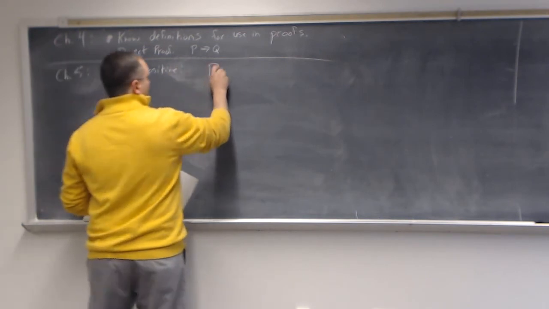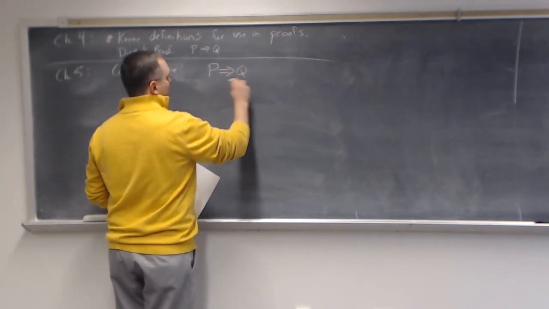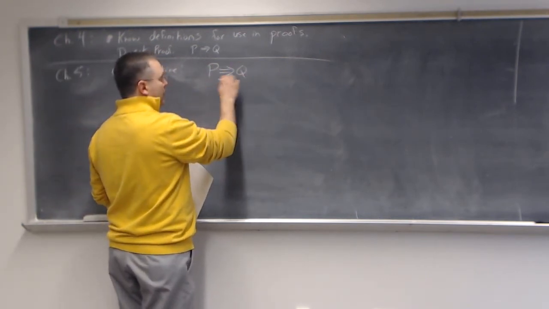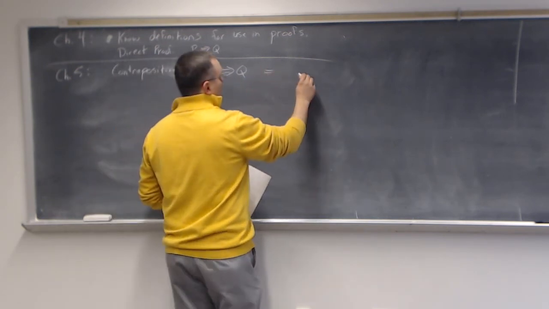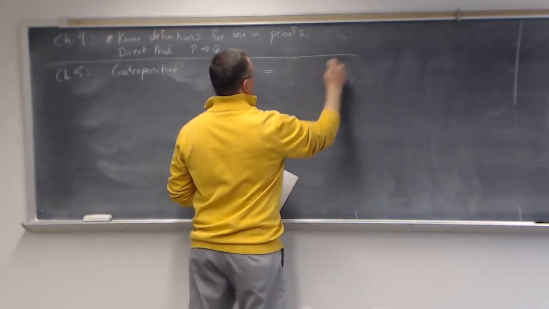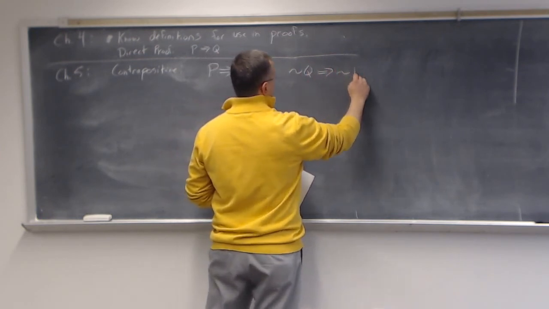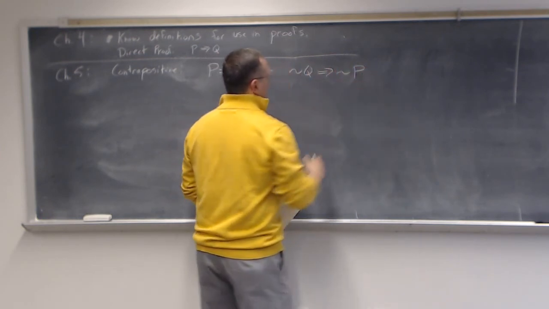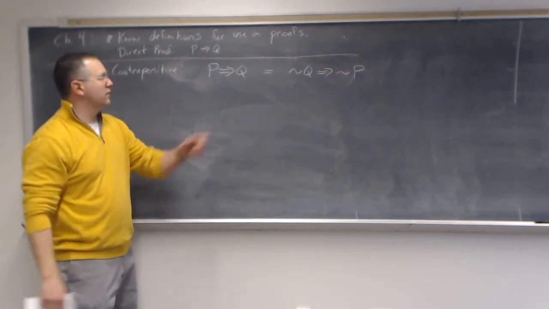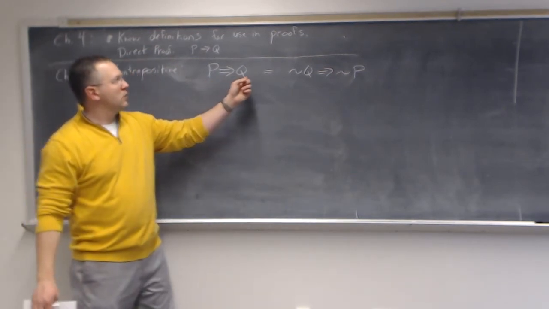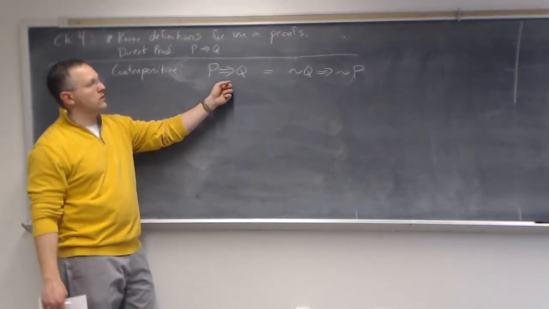Okay, so we're proving these conditional statements. If P, then Q. Well, we know that this is equivalent to not Q implies not P. So this is the contrapositive of P implies Q. So remember when this is a good idea.